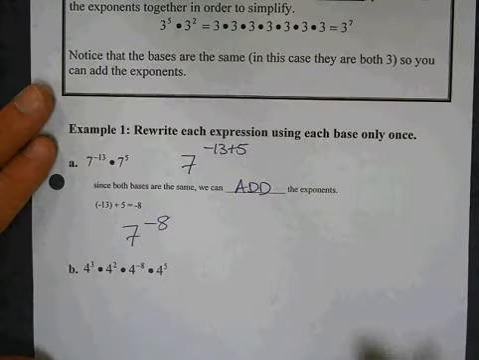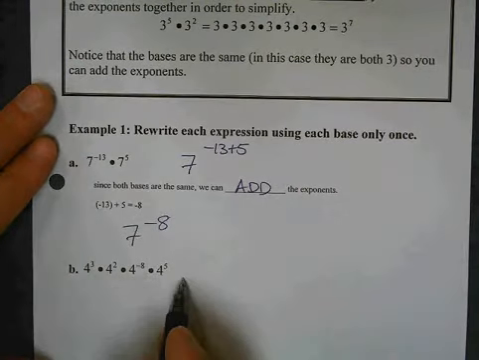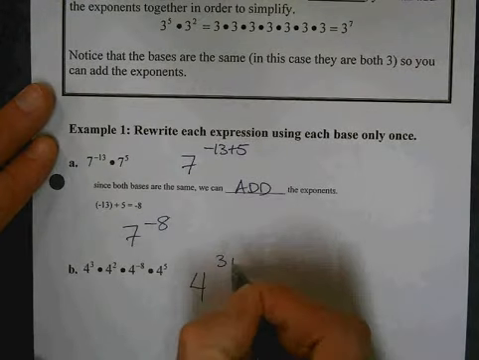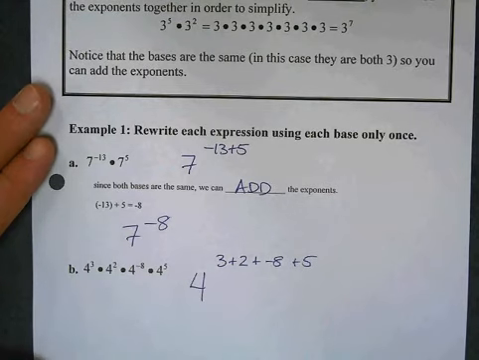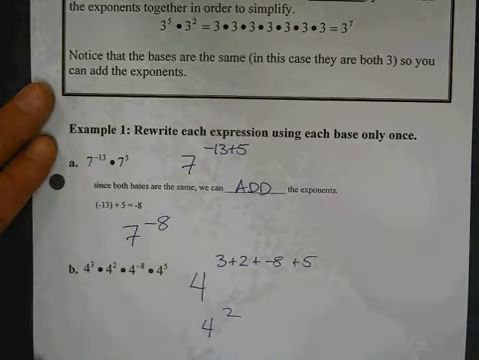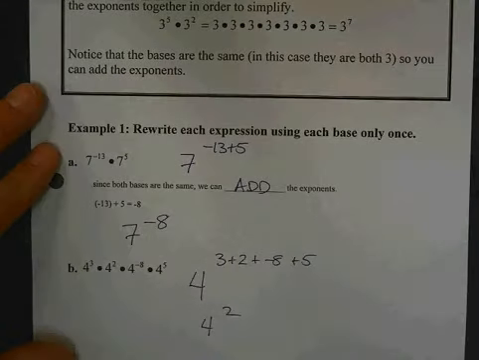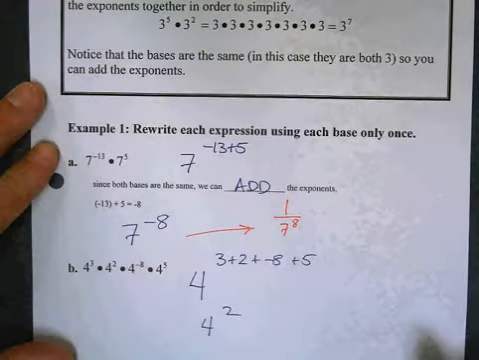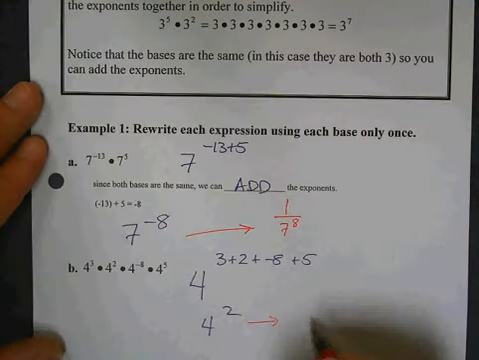All right, next one. Do they all have the same base? So here we go. 3 plus 2 plus negative 8 plus 5. How much? 2. There we go. Now in both of these cases, you could go further possibly and say that's 1 over 7 to the 8th, because I don't like negative exponents, right? And here I might go further and say what?